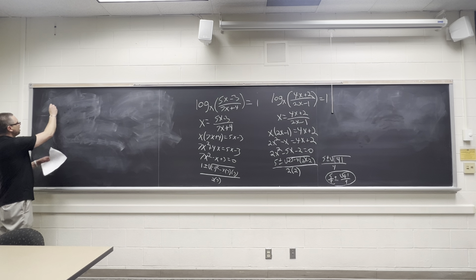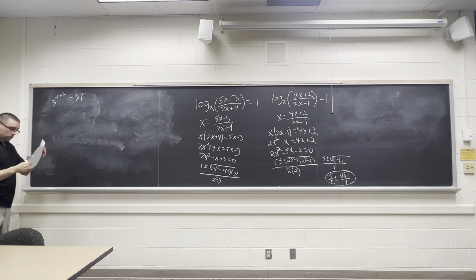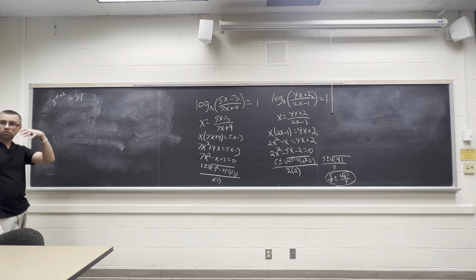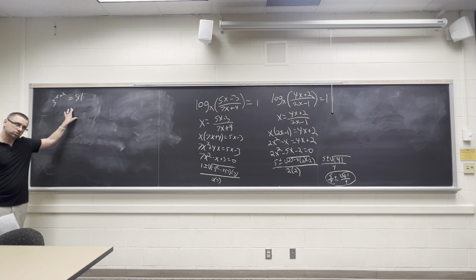4 is 3 to the x plus 2 equals 81, right? To solve this, typically, if the variable you're solving for, x, is in the exponent, you could use logs. If you take a log of both sides, the power jumps down. You don't need to do that though, because you can just realize that 81 is 3 times 3 is 9, times 3 is 27, times 3 is 81. So that's 3 to the 4.